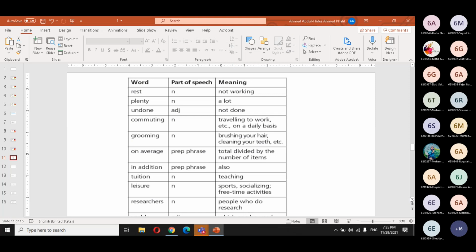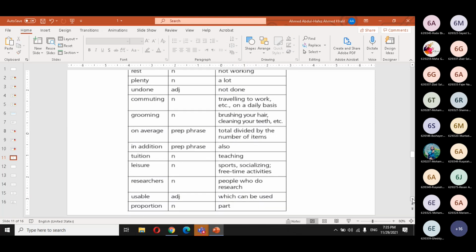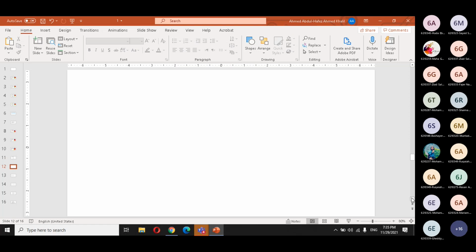باحثين. Yes, people who do research. Usable, adjective, which can be used. If you say this is usable, يعني شيء يمكن استخدامه, it can be used, it can be useful. Proportion means it's a noun and it means part. Okay, when you say proportion of the day, okay, it means part of.